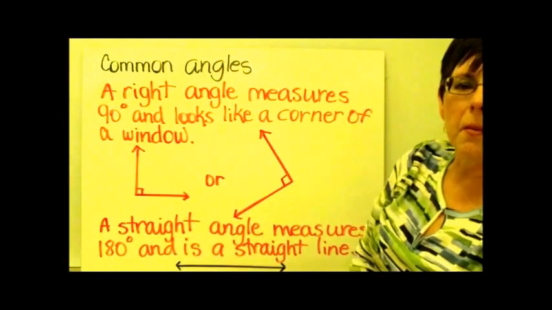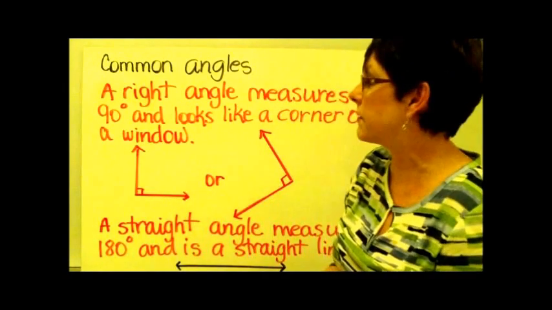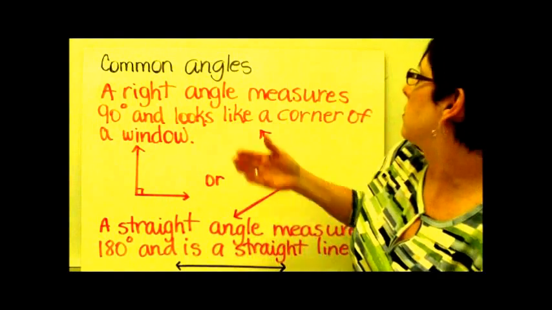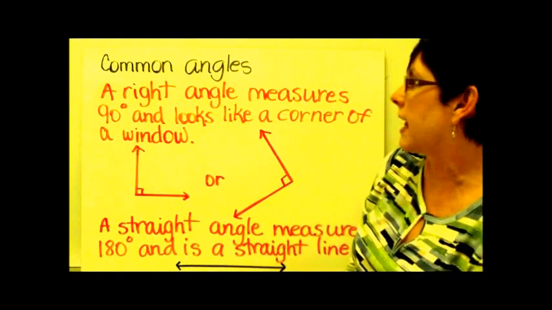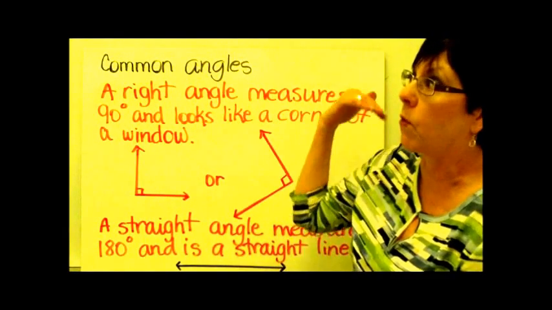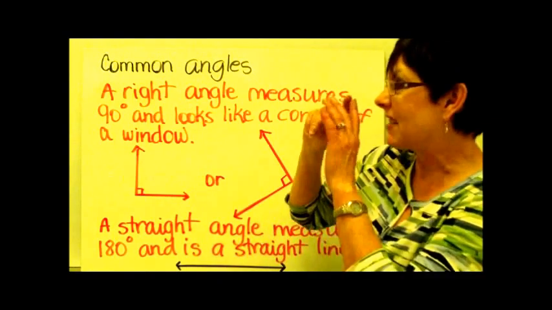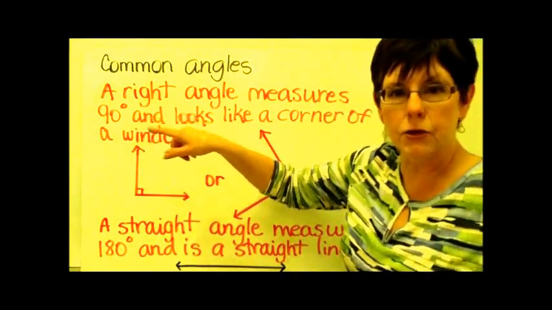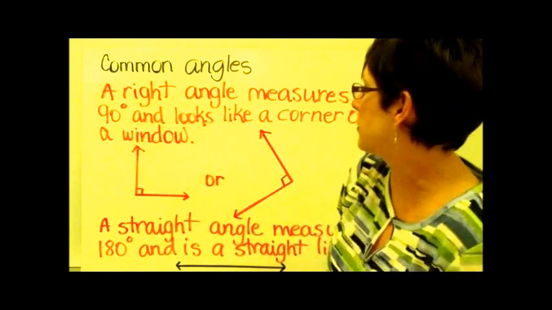How about some common angles? These are some that we have talked about in class. The first one, easiest, a right angle measures 90 degrees and looks like a corner of a window or my whiteboard. It makes a corner. If I were to get a protractor out and measure it, it would measure 90 degrees.